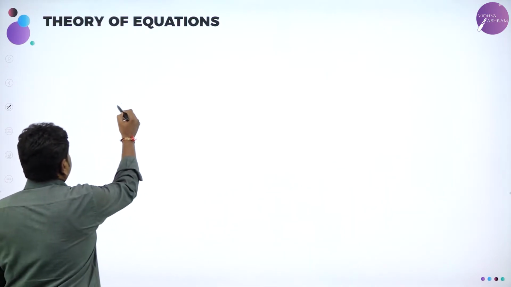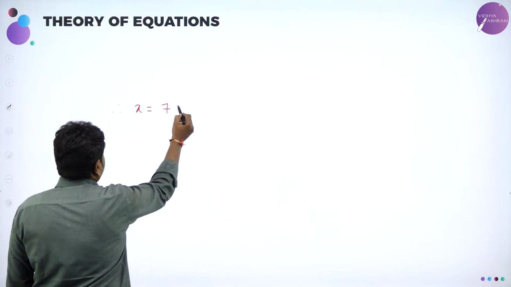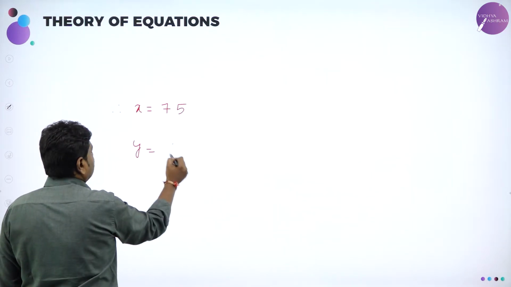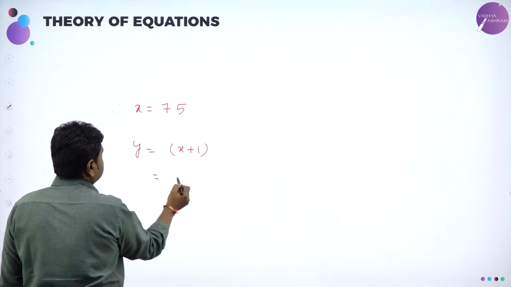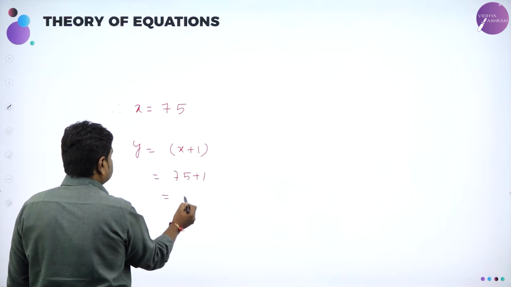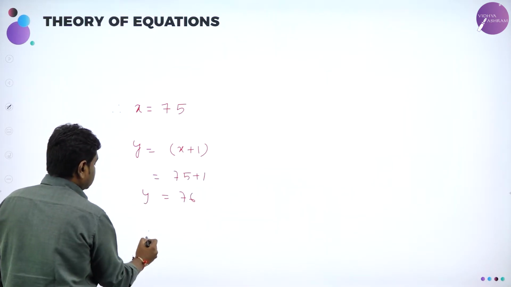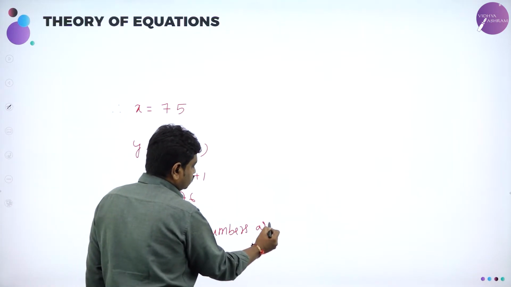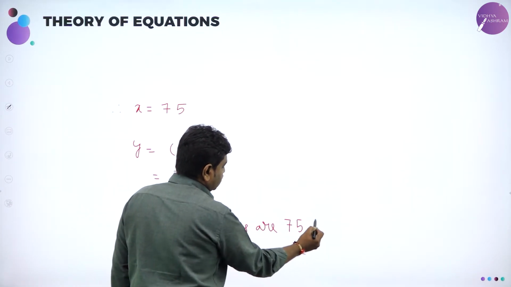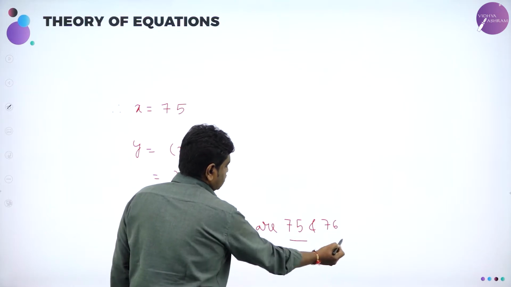So two numbers they want. Therefore, X is equal to 75 is one number. The other number is Y. Y is what? X plus 1, consecutive number. So that is 75 plus 1, that is 76. So therefore, the numbers are 75 and 76. That's it.